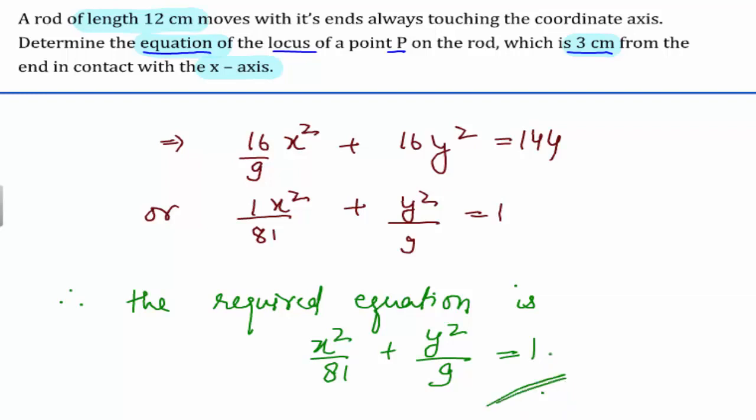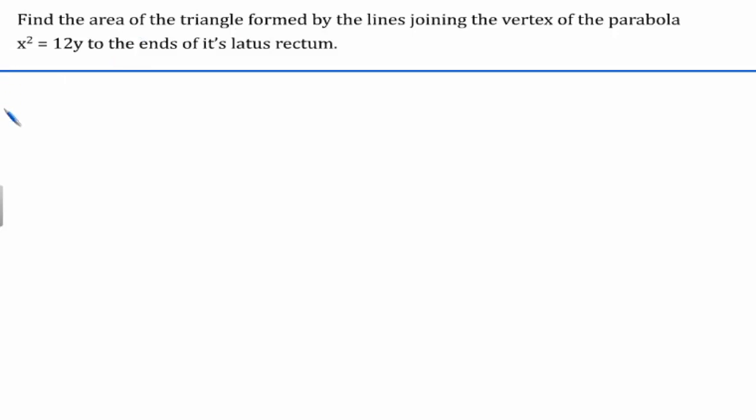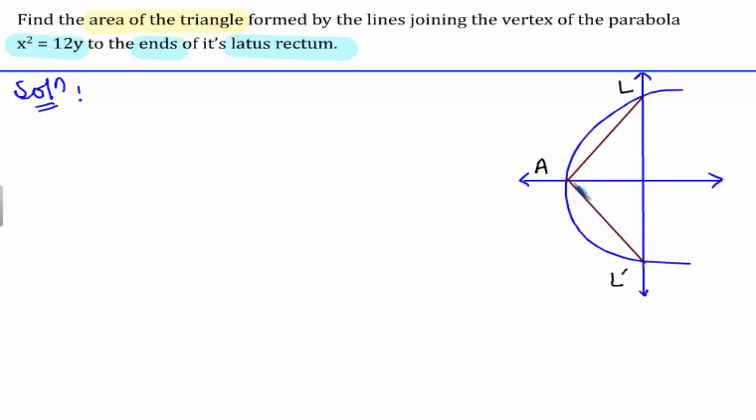In this question, we have to find the area of the triangle formed by the lines joining the vertex of the parabola x square is equal to 12y to the ends of its latus rectum. Let's begin with the solution, and first let us draw the figure. So in this figure, A, L, L dash is the triangle of which we have to find the area. Now the given parabola is x square is equal to 12y.